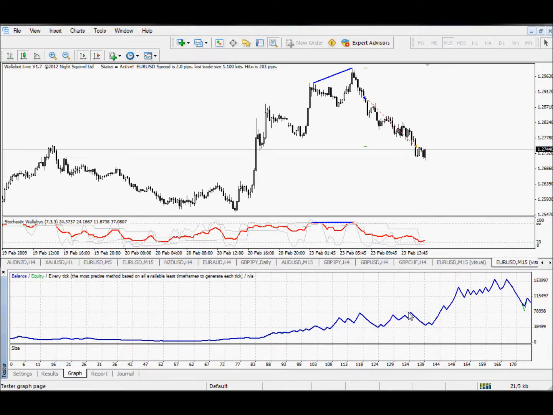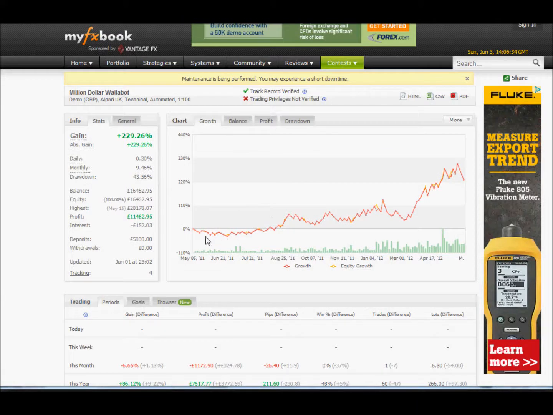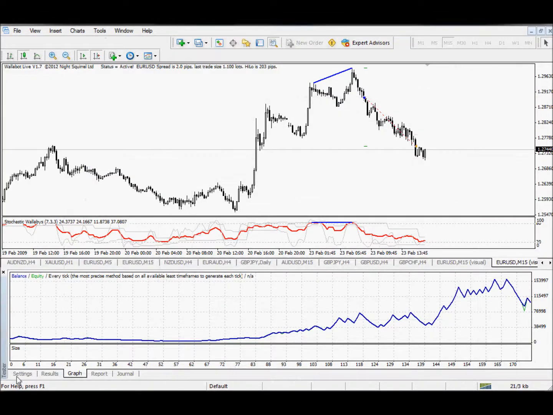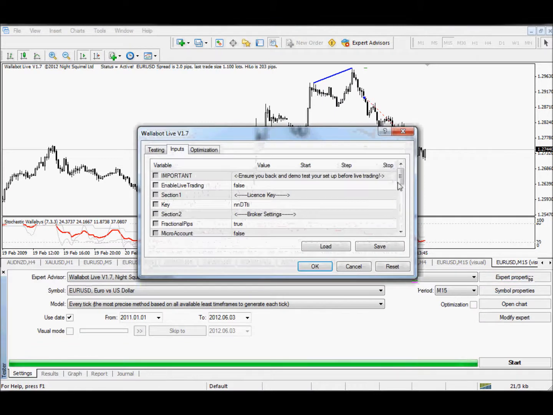But again, you're going to get these big periods of drawdown, which is why, whilst Millionaire Wallabot looks absolutely fantastic in terms of growing an account, it is high risk. So you either accept that high risk and use a small portion of your money in a separate account to trade it, or you run it on a demo account to see what happens. Or what most people will do is to say, actually, I'm not entirely comfortable with 10%, I'm going to run it at 2%.